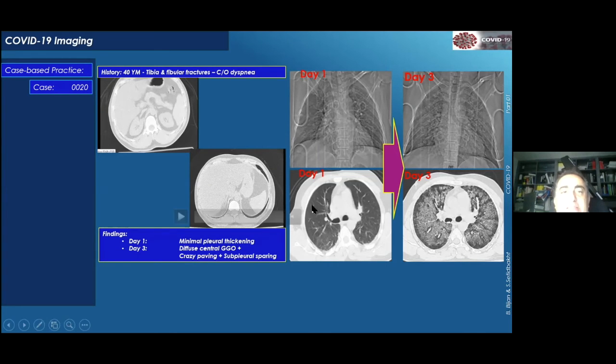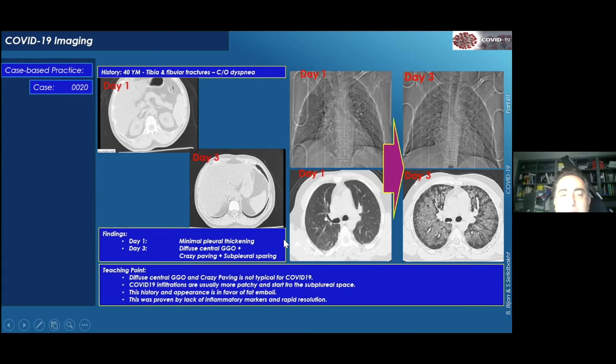This patient had tibial and fibular fracture, and because of that, developed fat embolism. Pay attention. The subpleural space is clear. There's no evidence of involvement here. This disease is more central. That's what happened in the fat embolism, for example. And the other inflammatory markers were not present. So don't get biased that every case they're going to show you is going to be a case of COVID.